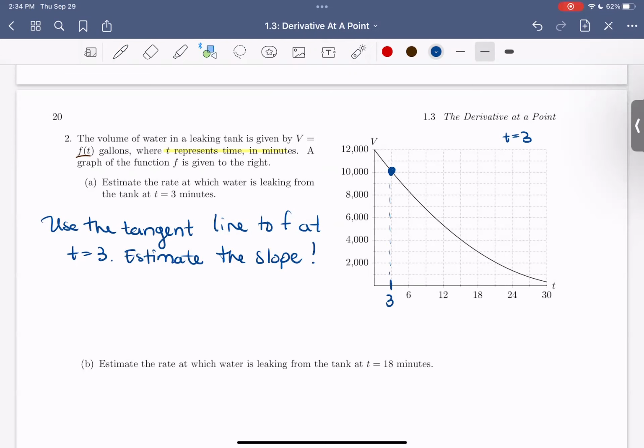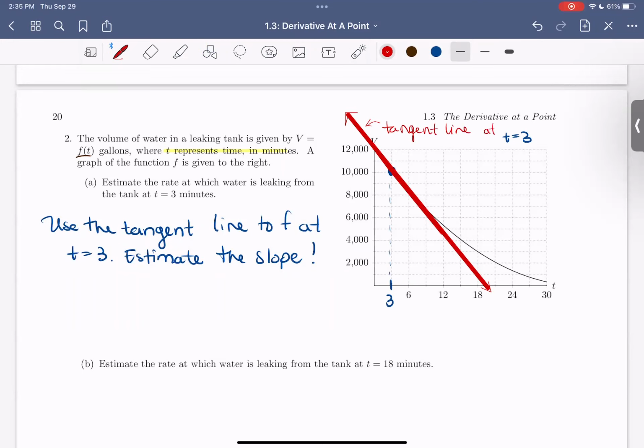So I'm going to get out my ruler or my straight line feature on my iPad. Oops, let's try that again. All right, so here we have an okay looking tangent line. I had to pause the recording and try a couple times, but persistence. So now let's see if we can estimate the slope of this tangent line. Again, this is our tangent line at the point T equals 3.